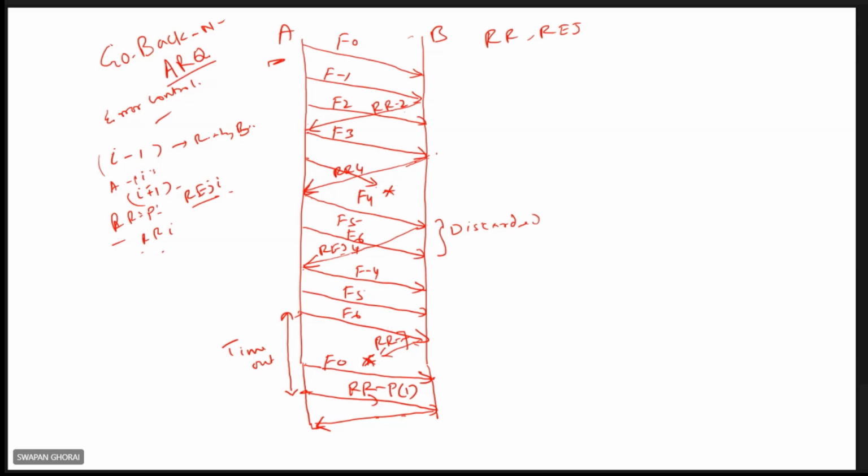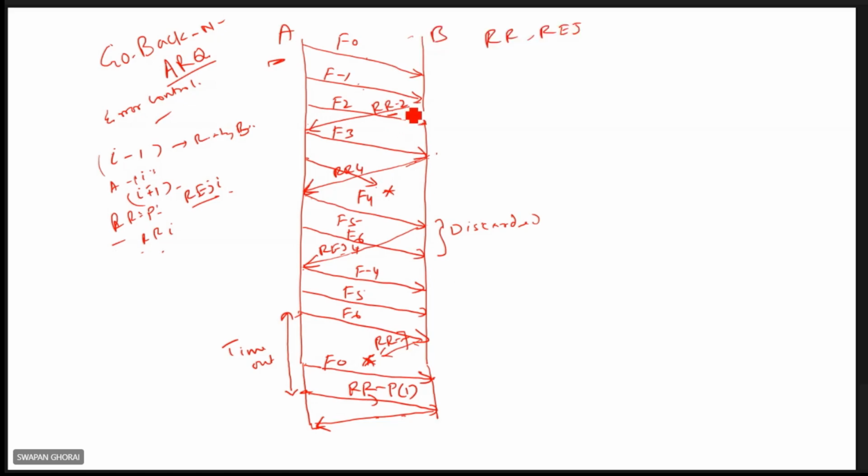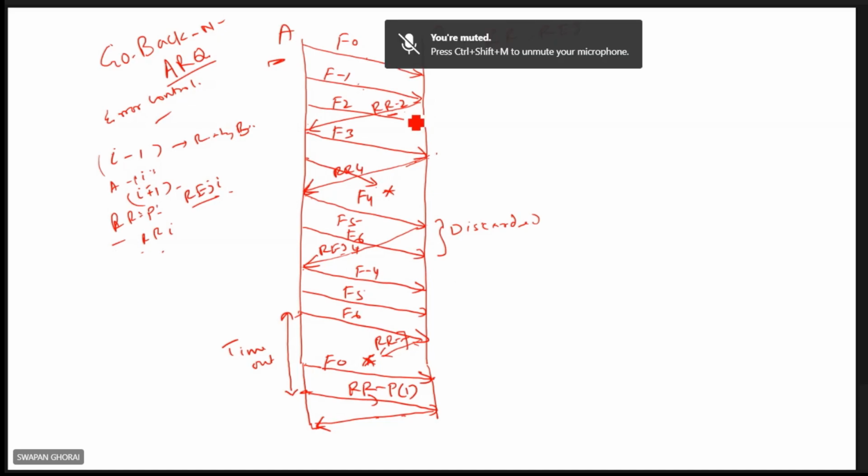You see it here, F0, F1, 2 frames are transmitted, and B sends the acknowledgement. What is the acknowledgement written here? Read it. RR2. Why is it 2? Why not 0, 1 or 3? Why is it 2? Not followed? Say yes or no.